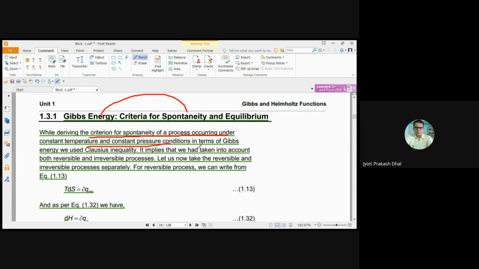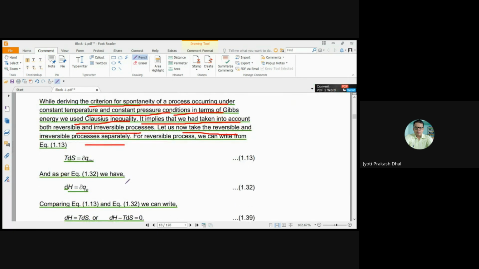So under constant temperature and constant pressure condition, in terms of Gibbs energy, we also used Clausius inequalities for both of the conditions. It implied that we had taken into account both reversible and irreversible processes. Let us take the reversible and irreversible processes separately. Here we will discuss them separately, and for the Helmholtz function, we also discussed the reversible and irreversible processes separately.